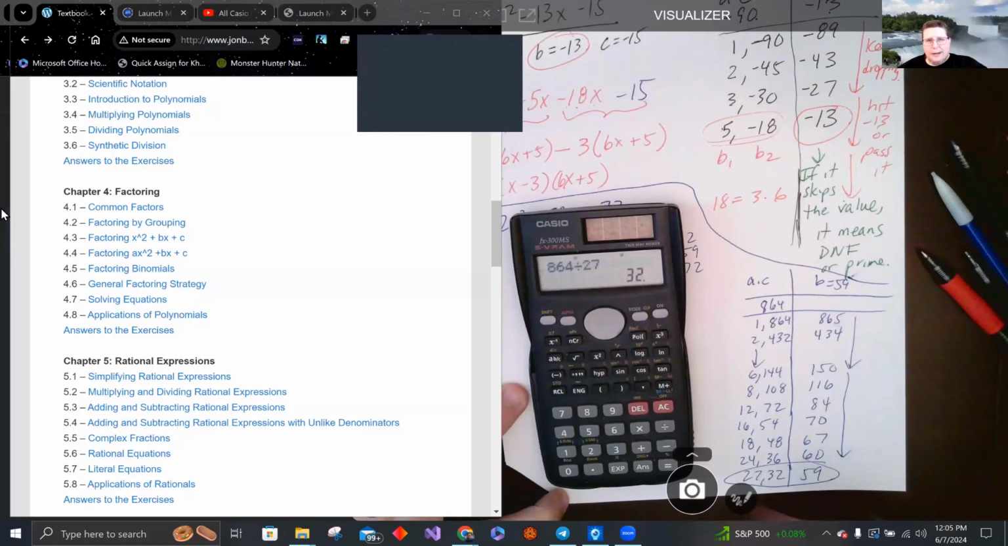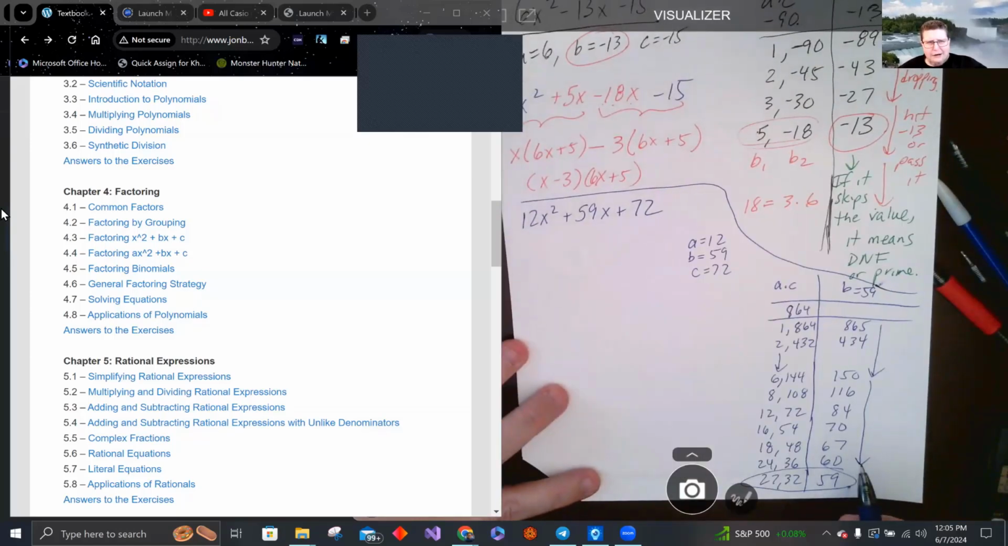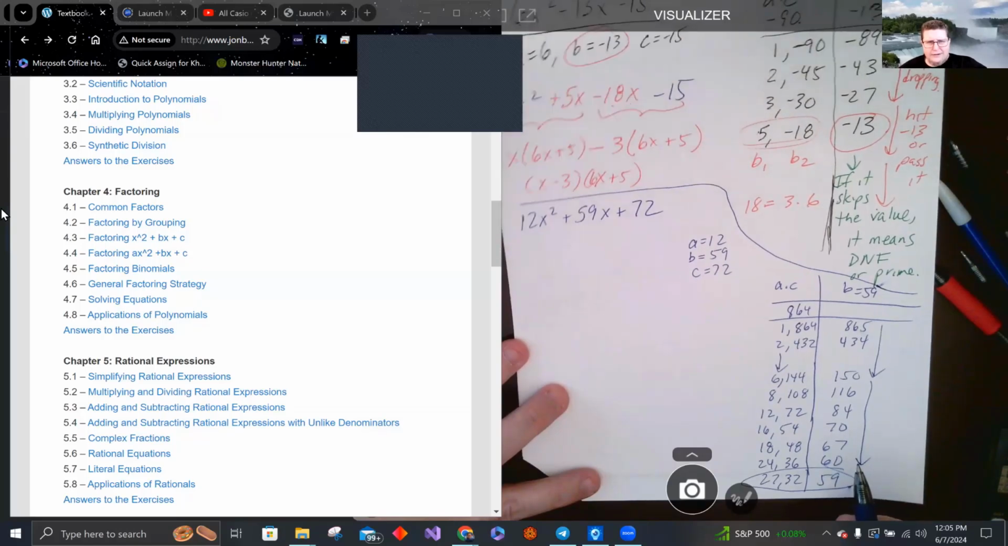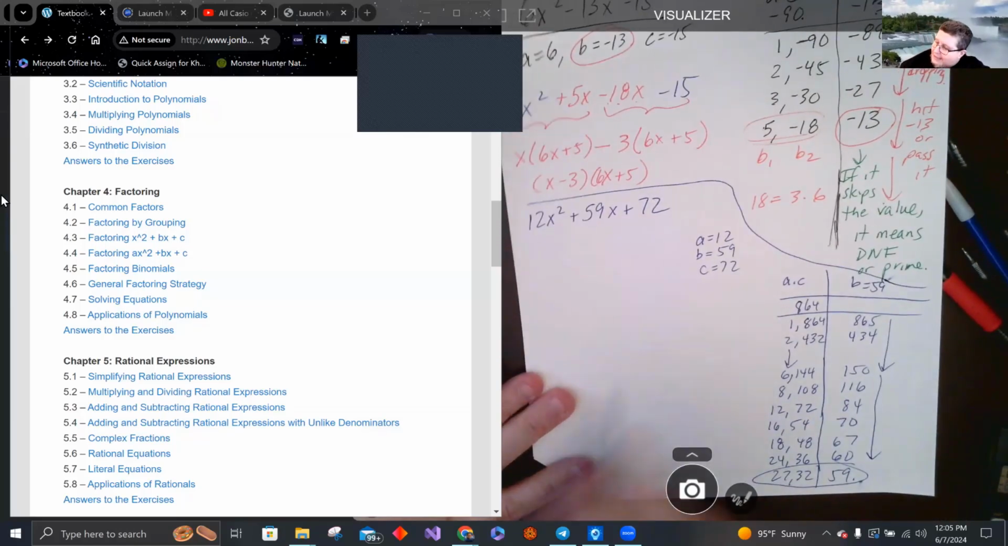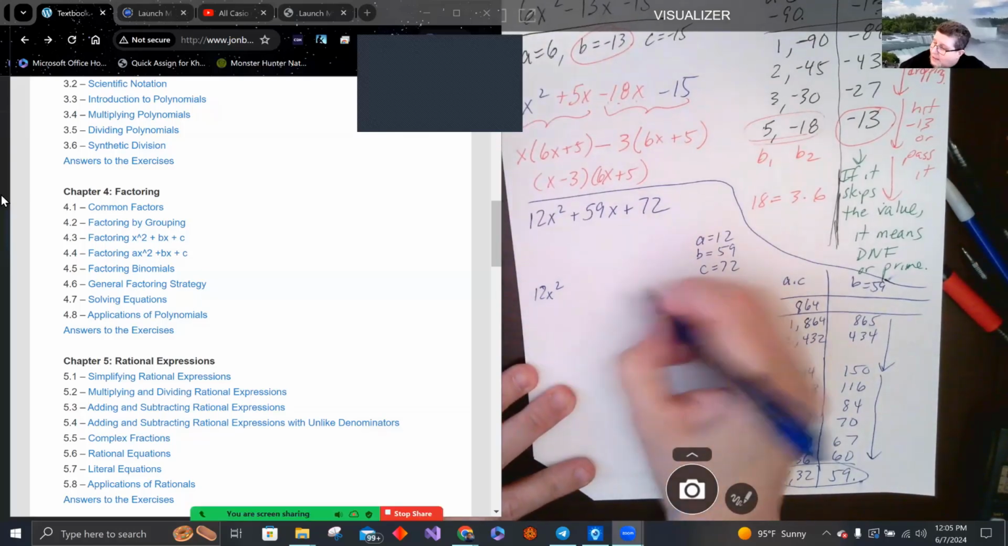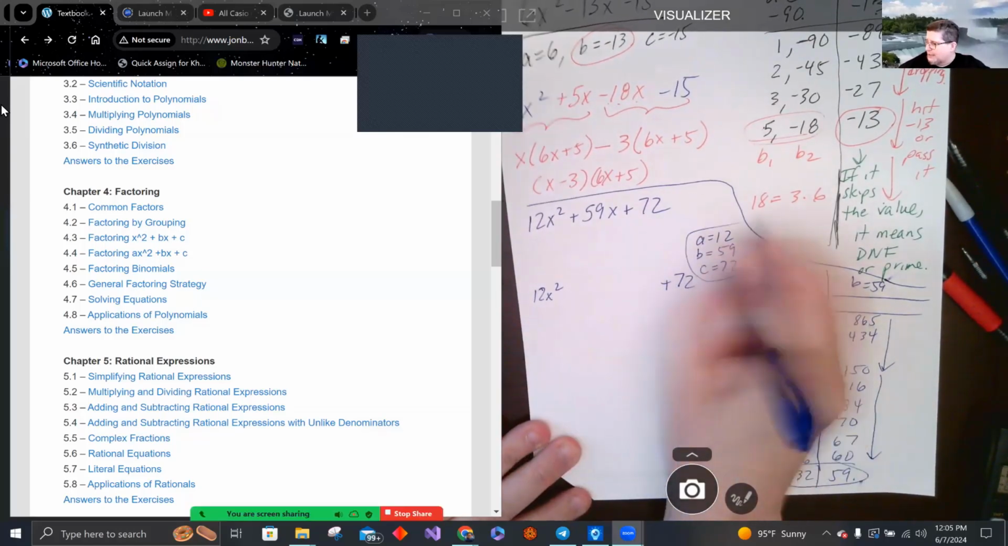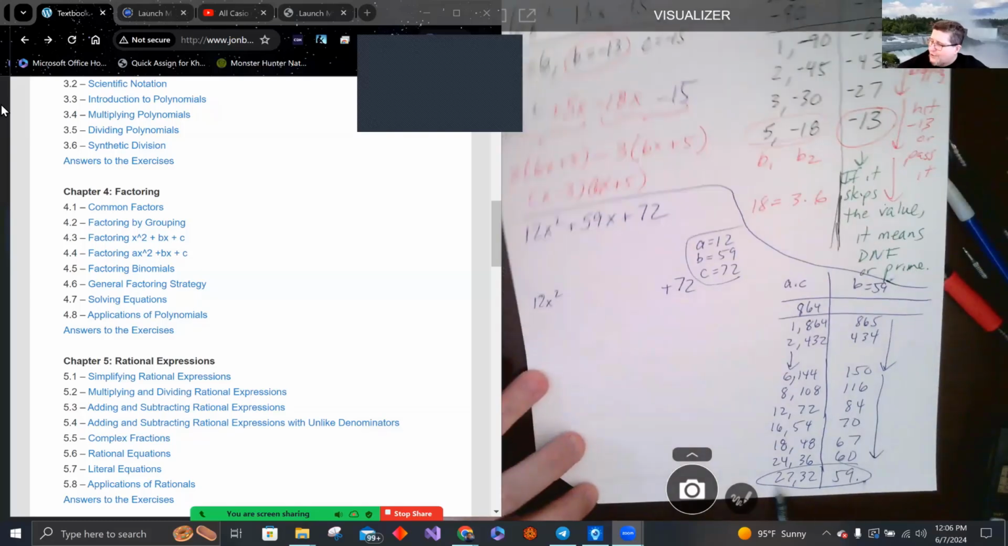Systematically going through an ordered list finds it. Doing trial pairs and don't do it trial by error, the method taught in the textbook. This is really hard to get. But now I know how to split up my 59x. My 59x splits up into 27x and 32x.